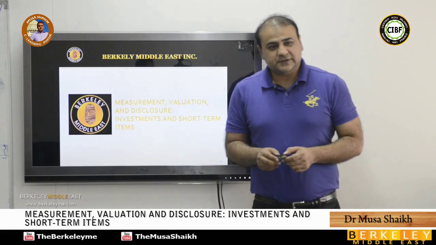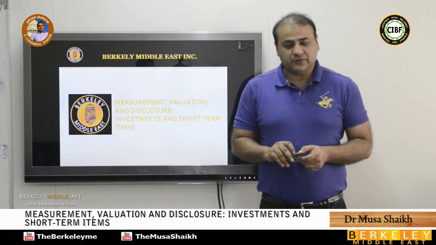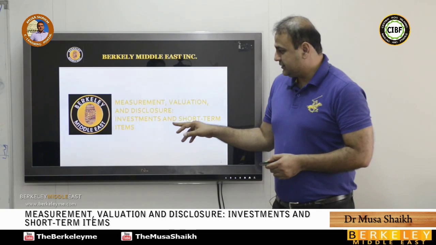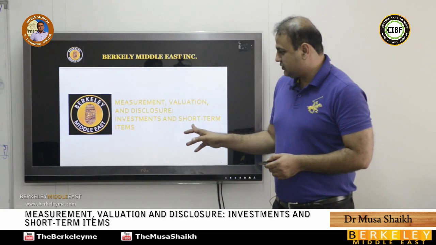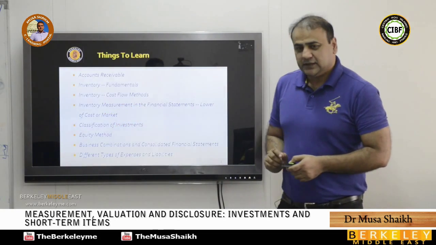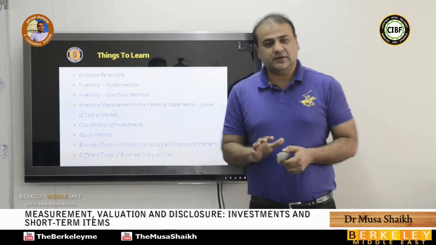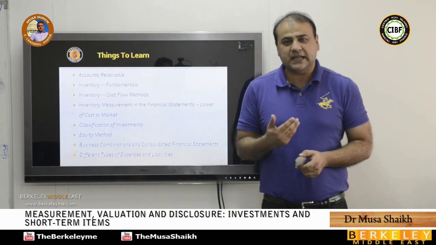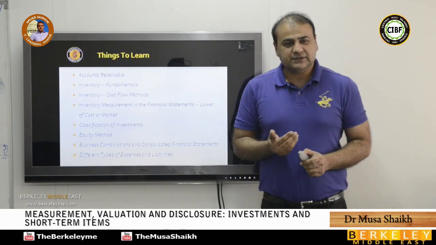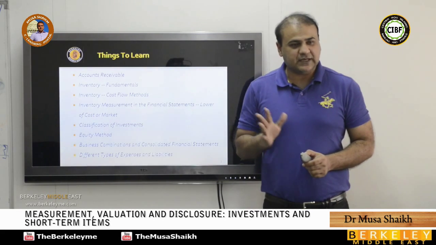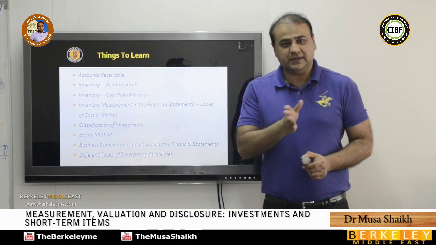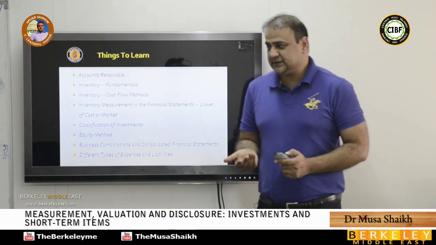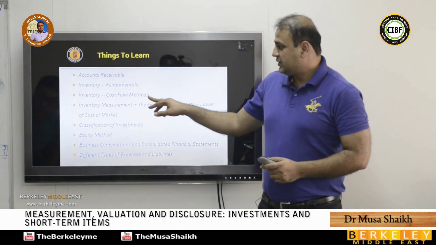This is the class for CMA Part 1, and we are going to discuss the measurement, valuation, disclosure, investment and short-term items. Today we'll discuss the statement of financial position, previously called the balance sheet. When we say balance sheet, it's a balance between assets, liability and equity. Today our discussion is more about current assets, how current assets work.